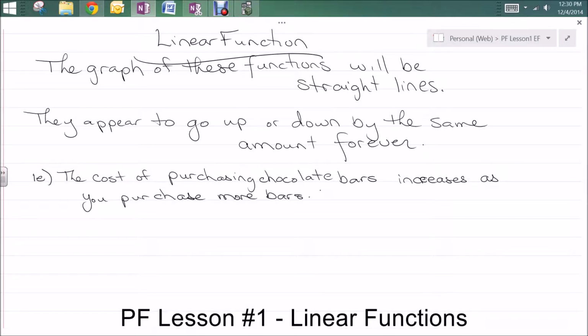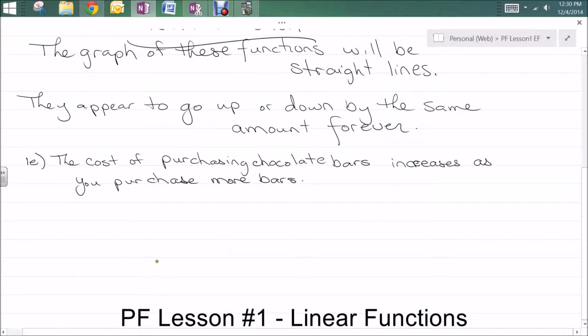Now the thing is, if we ignore the idea of a volume discount, we'll start with this. Each bar costs... How much does a chocolate bar cost? $1.25? Did you say $2.50? Oh, for the bigger ones, I guess. Okay, I'm going to say $1 just because it's a nice round number. Actually, I'll say $1.25. Each chocolate bar costs $1.25.